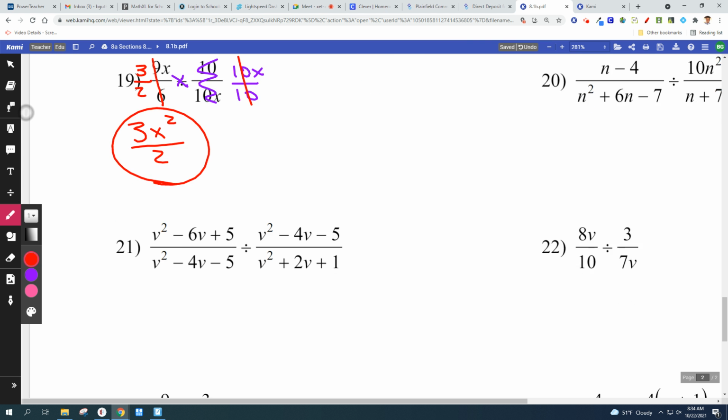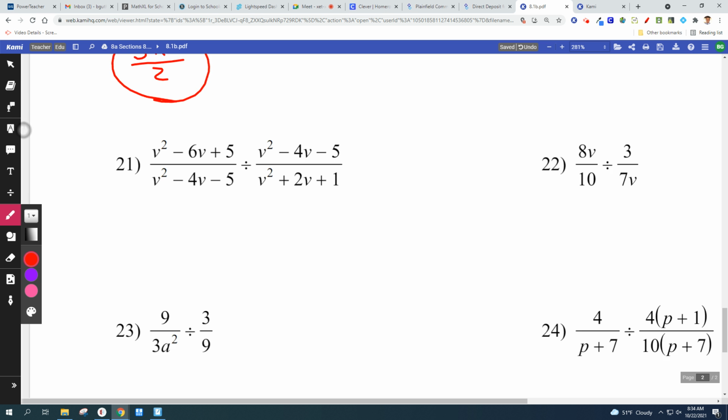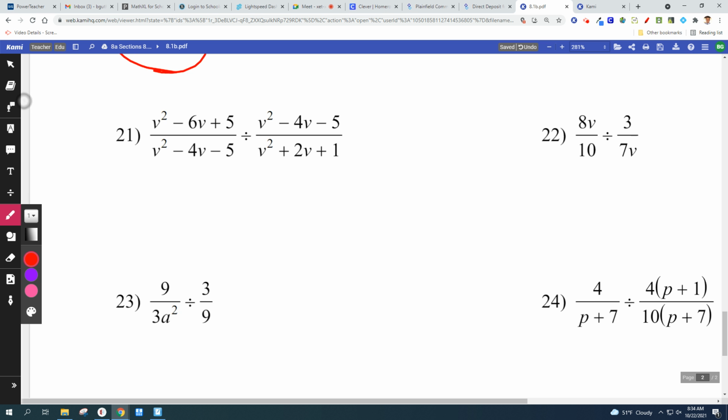All right, getting close. Is this the last one? No, 2 more. 3 more.